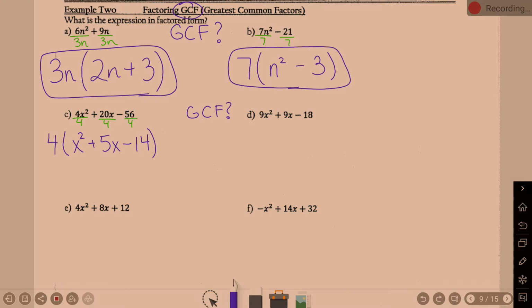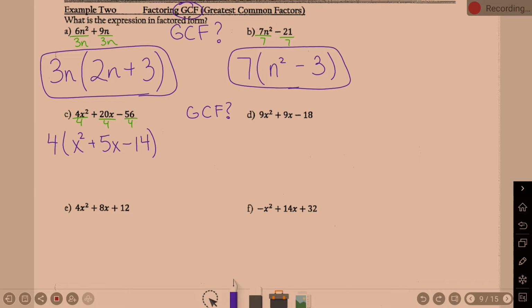Now I've got to start asking the question, are we done? No. We got our GCF, but you want to check, is there more factoring that could possibly be done? I don't think so. 4 does not go in 5, does not go in 14. So we're done with our GCF. We're good with our GCF.